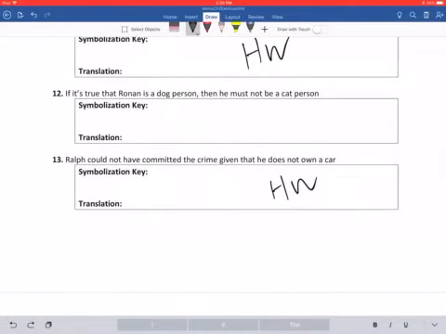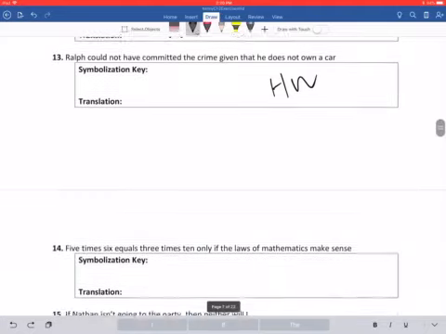12. If it's true that Ronan is a dog person, then he must not be a cat person. So again, we have an if then, plain old if. There's no only there, just plain old if. So whatever comes after the if is the antecedent. We'll call that R for Ronan is a dog person. Conditional, whatever comes after the then is going to be the consequent. So he must be a cat person, C, and tilde for not. So R conditional, not C.